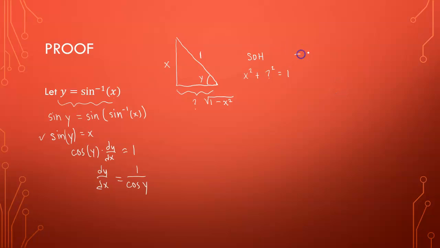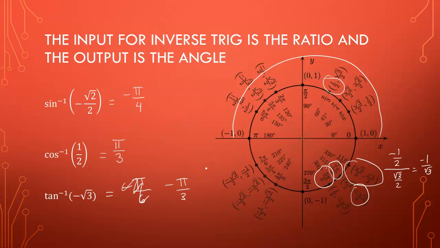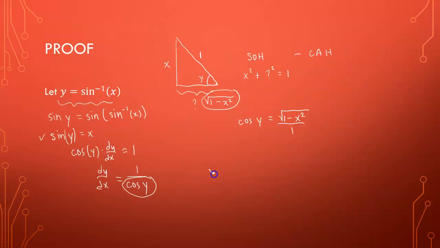So I'm going to go to that part of my definition. I know that cosine is the adjacent side over the hypotenuse. So for this triangle, which is the triangle we built to describe this situation, cosine of y is going to be adjacent over hypotenuse. So I can replace cosine of y with that radical. So that means another way of saying this is that y prime is 1 over root 1 minus x squared.